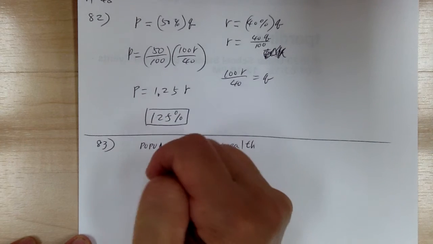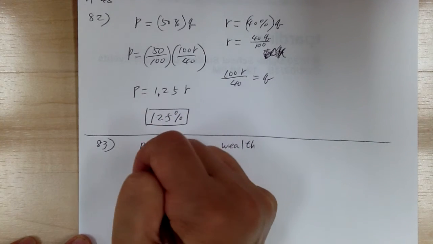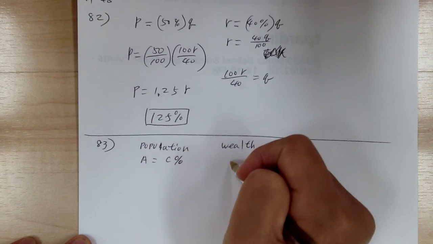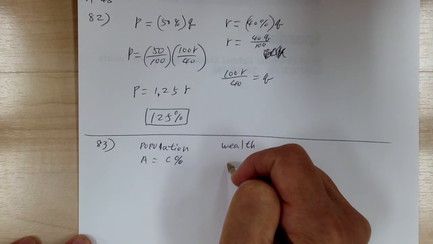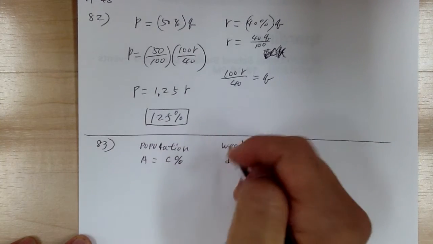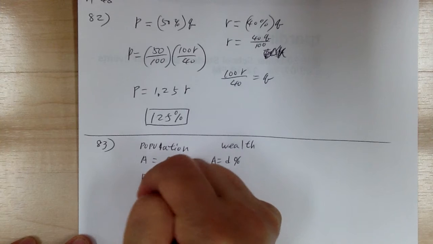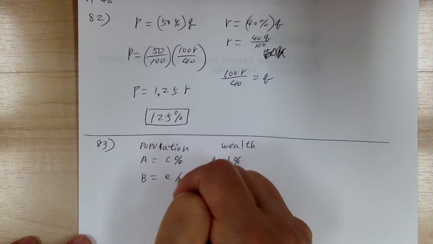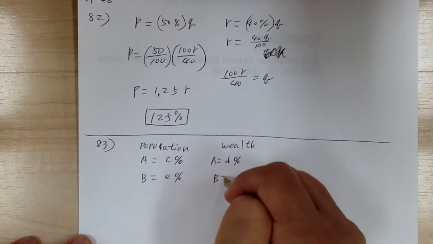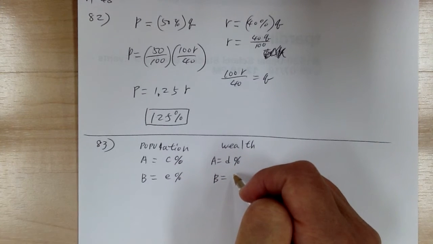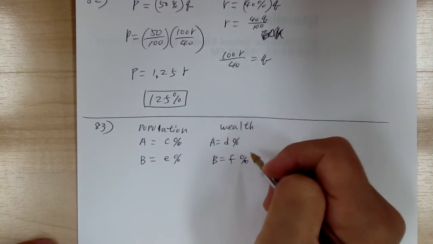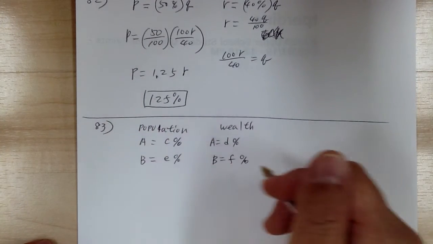Okay, so country A has C% of population and D% of its wealth. And country B has E% of population and it has F% of wealth. And so you're looking for the ratio of A to B.